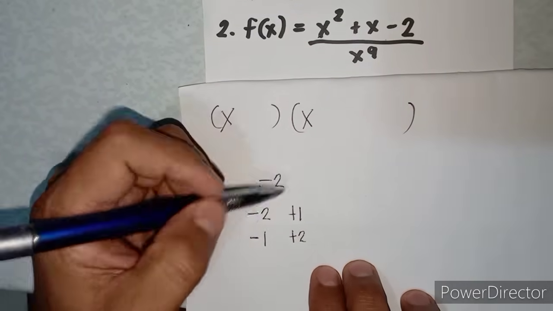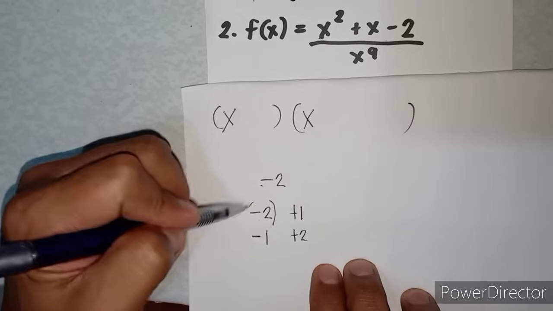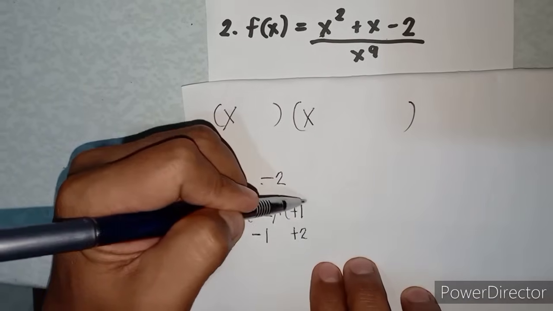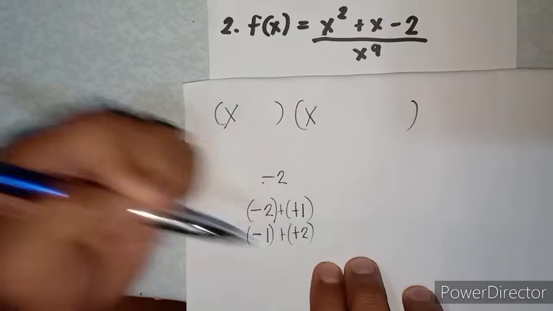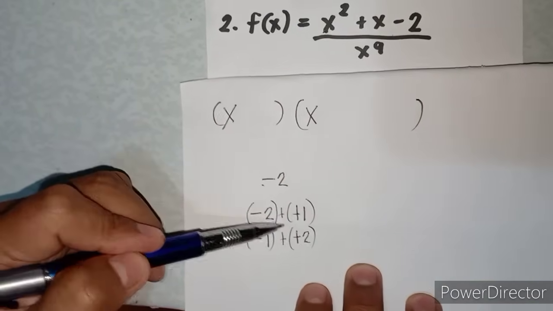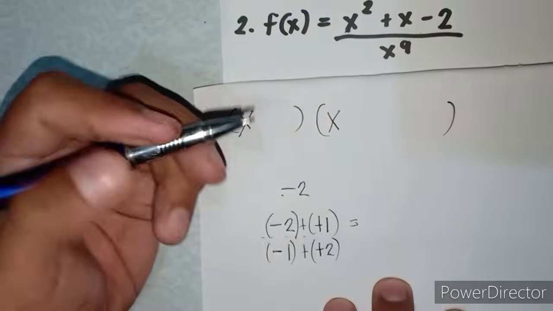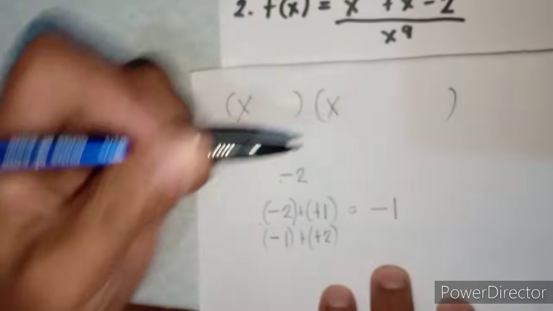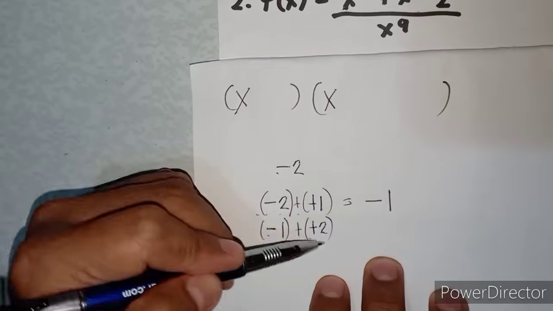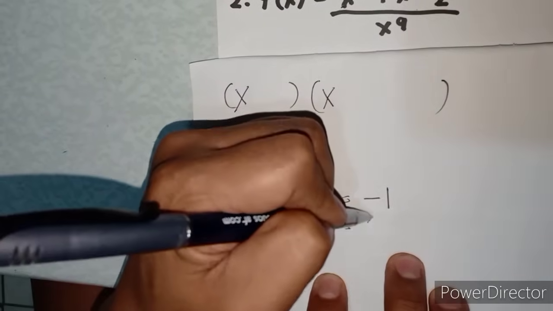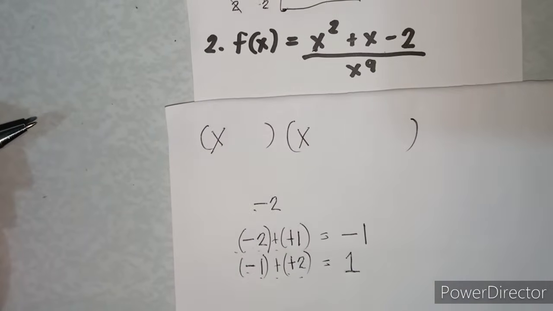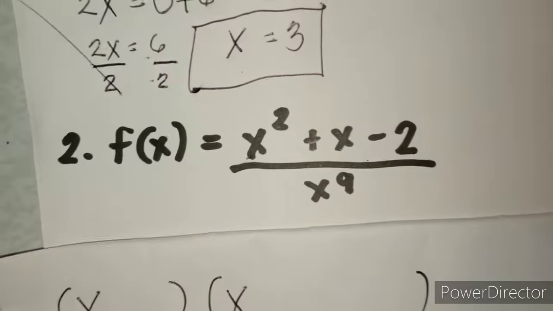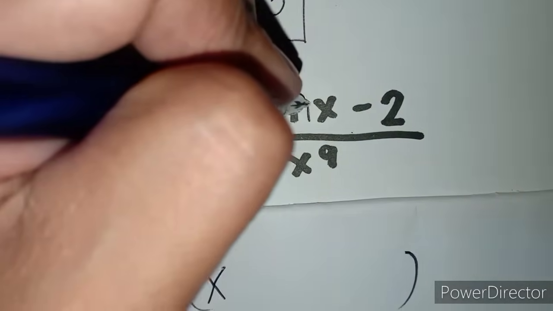Now, ang dalawang yan ay ipa-plus mo. Nagets? Yes. Negative 2 plus positive 1 is equal to? Negative 1. Negative 1 plus positive 2 is equal to? Positive 1. Then observe the numerical coefficient of your middle term. Ang numerical coefficient ng middle term ay positive 1.